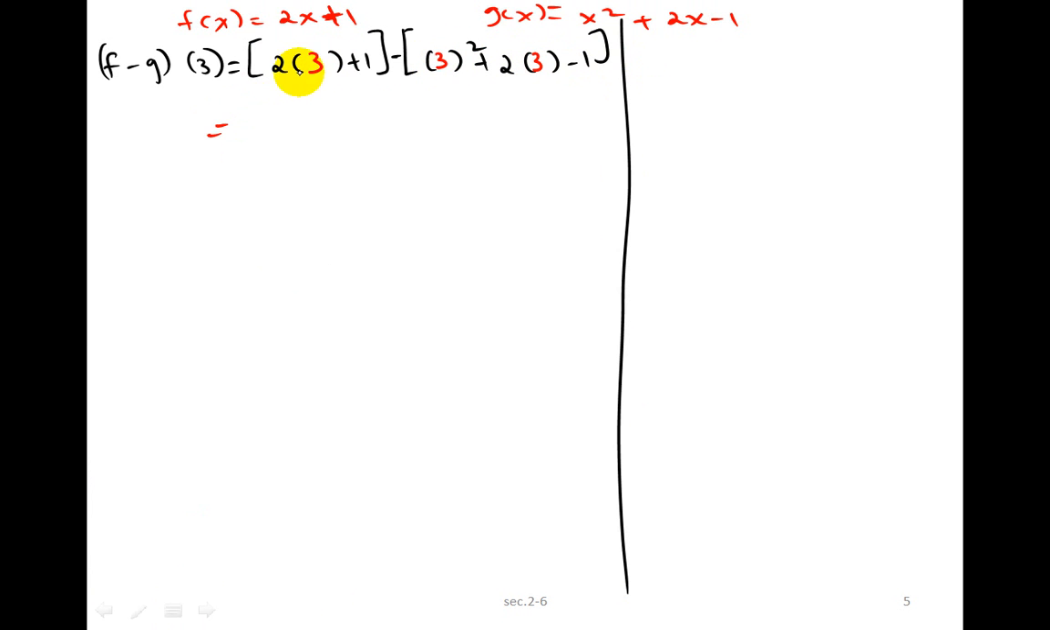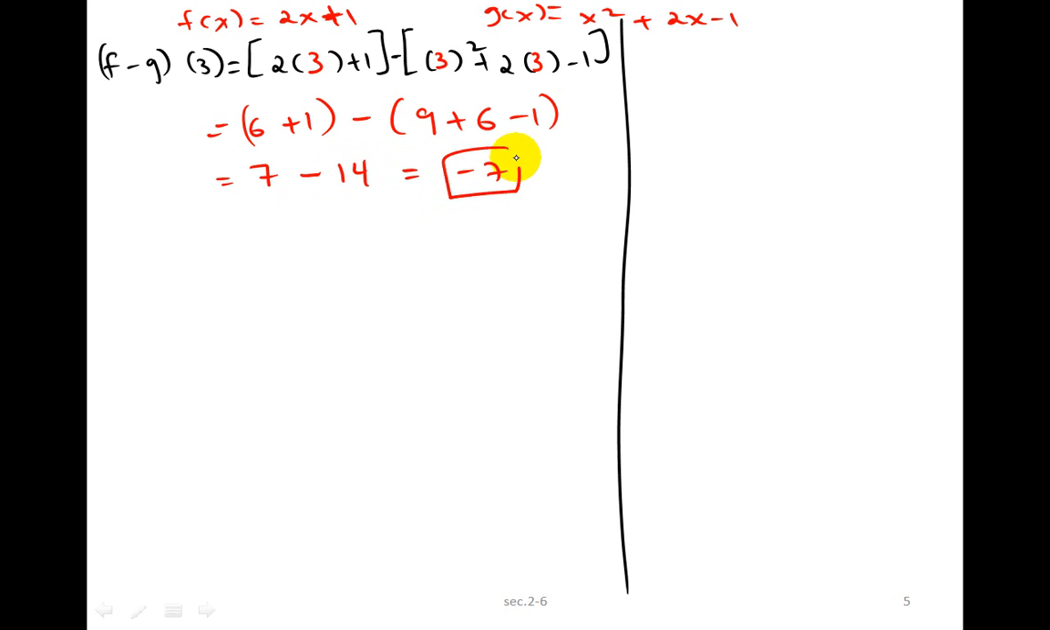Okay, here let me start. 2 times 3 will give you 6 plus 1 minus, this will be 9 plus 6 minus 1. 3 squared is 9, 2 times 3 is 6 minus 1. This 6 plus 1 will be 7 minus 9 plus 6 is 15. 15 minus 1 will give you 14. So 7 minus 14 will be negative 7. So the difference here is negative 7.